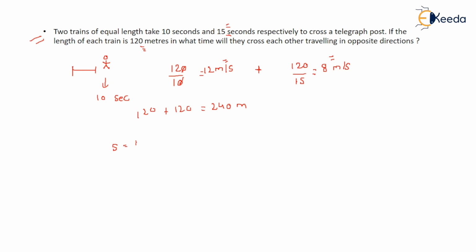Speed equals distance upon time. You know the distance, that is 240 meter. You have to calculate the time. You know the new speed when they travel in opposite direction. This comes out to be 12 seconds. In 12 seconds, both the trains will cross each other.